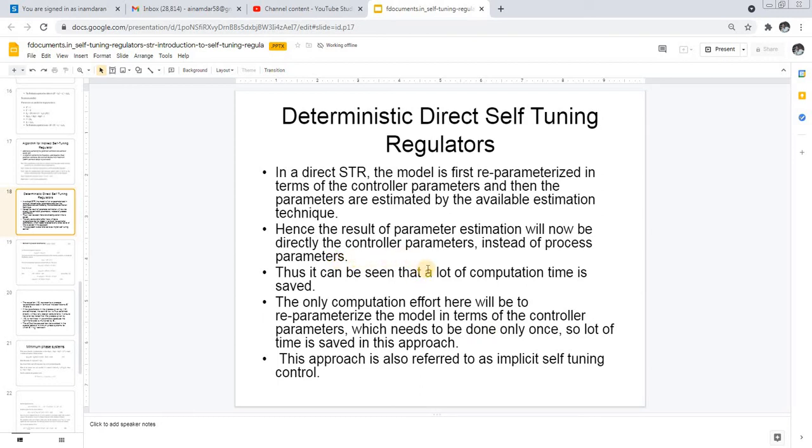This technique requires very little computation effort, and we will require only the effort for reparameterizing the model in terms of the controller parameters. This reparameterization needs to be done only once, so a lot of time is saved in this approach. This approach is also referred to as implicit self-tuning control.